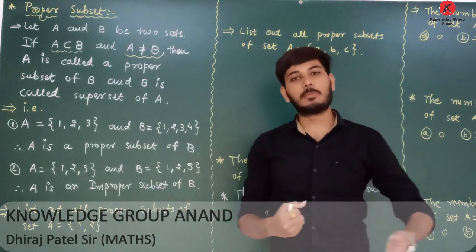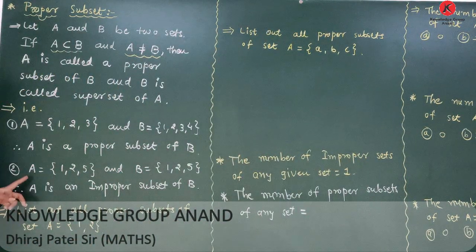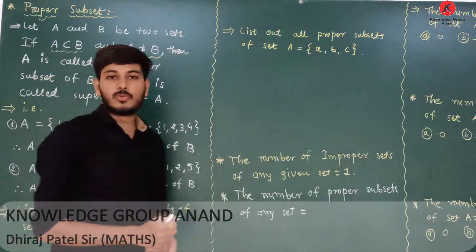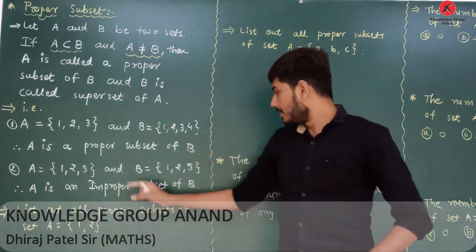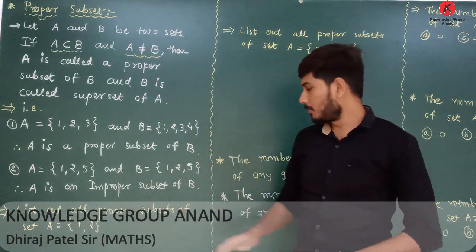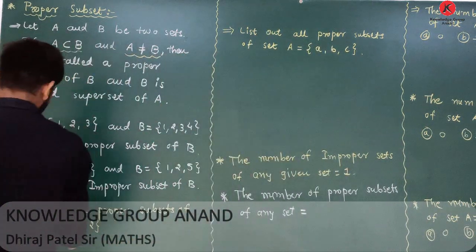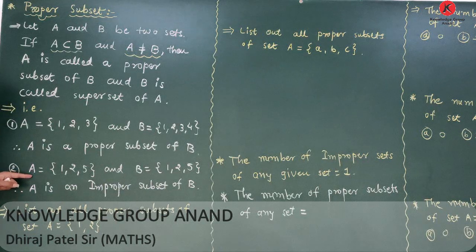The second example: set A equals {1, 2, 5}. Set A has elements 1, 2 and 5. And set B also equals {1, 2, 5}. Set B has 1, 2, 5. Now see here, all the elements of set A are in set B. Therefore, we can say that A is a subset of B.